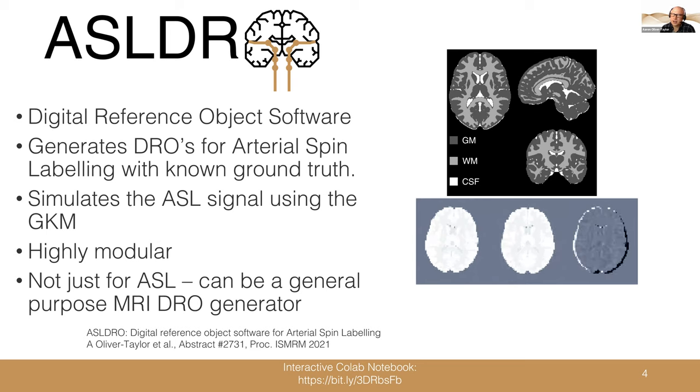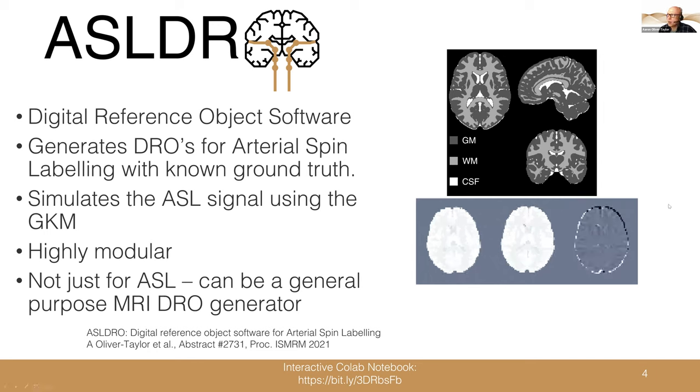Even though the actual essence of getting a perfusion image is basically just subtracting your image sensitized with perfusion from your non-sensitized image. The non-sensitized image is called the control image, and the label image obviously has the perfusion sensitization.